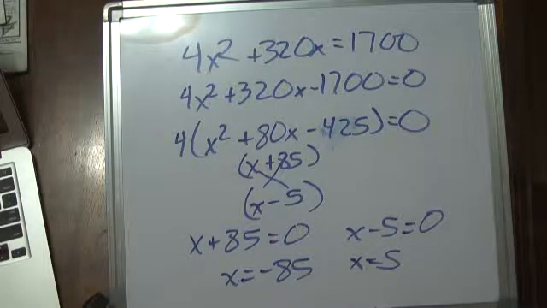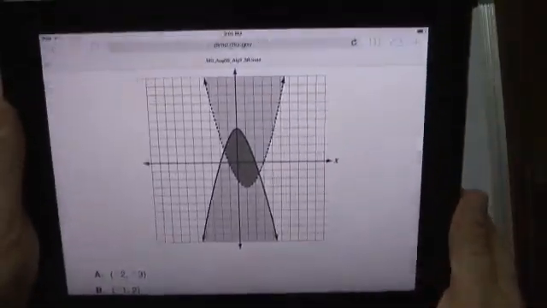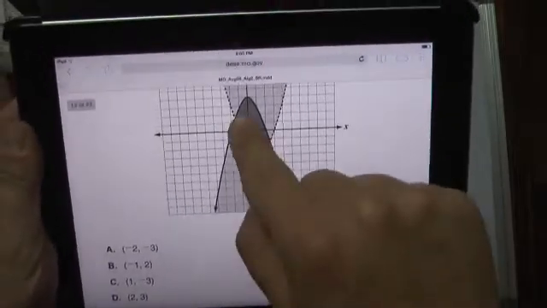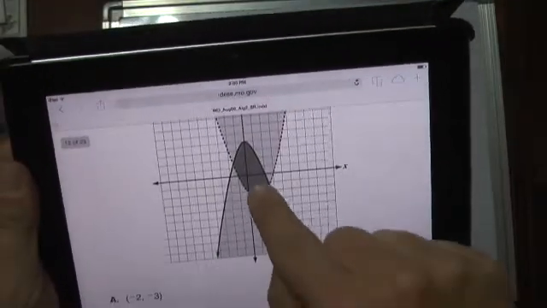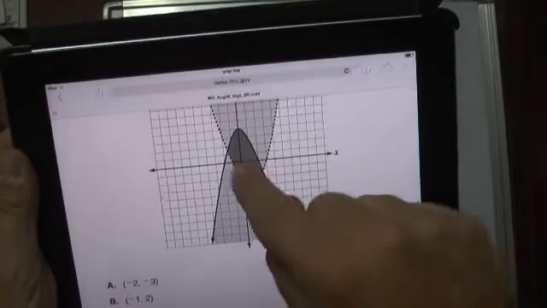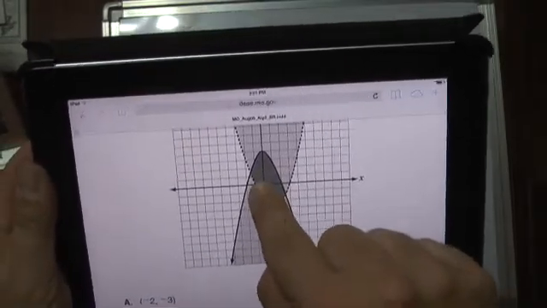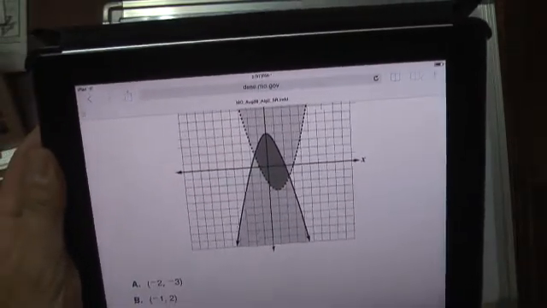Question 20. Which ordered pair is the solution to the graph system? You're just looking for which of these ordered pairs fits in the shaded area. So is it -2, -3? It is not -2, -3. That's down here. That's not in the doubly shaded area. Is it -1, 2? So 1 to the left and 2 up. Now it appears to be close to or on a line. If it's on a solid line, it is part of the solution.